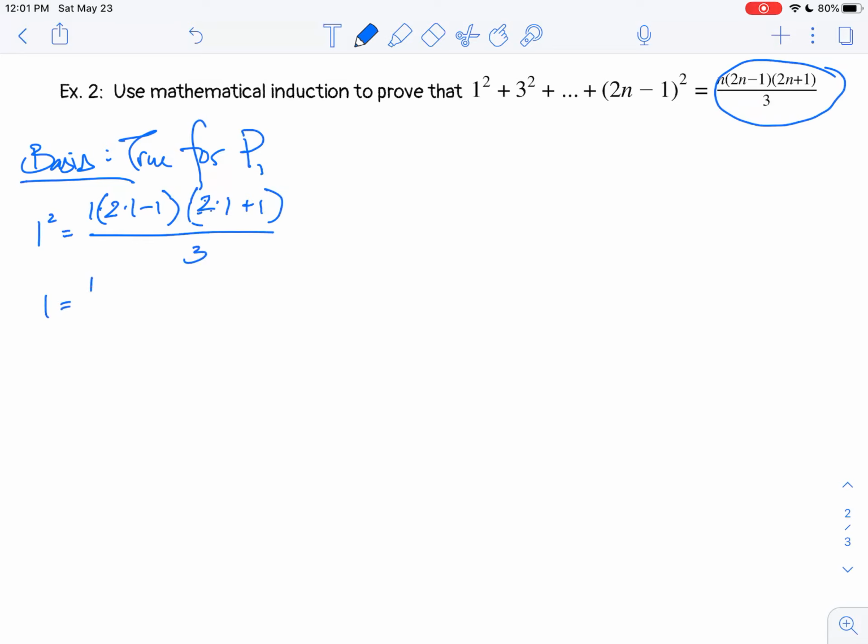So 1 squared is 1. All right, I get 1 times 3 over 3. And those reduce, so I get 1 equals 1. And I've shown that the basis step is true.